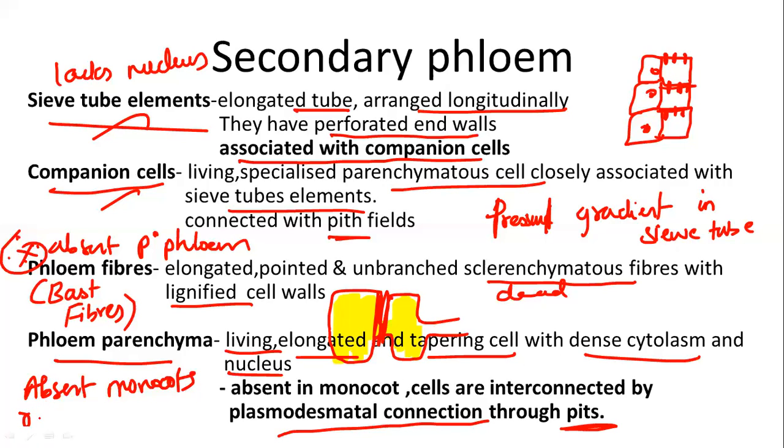Remember, this helps in storing resins. It also helps in storing latex as well as mucilage. Apart from food storage, it helps in storing resin, latex and mucilage. And the main function of phloem, as we all know, is food material transport. Right, guys? So this is all about our basic tissue, that is plant tissues: primary, secondary, meristematic and permanent.